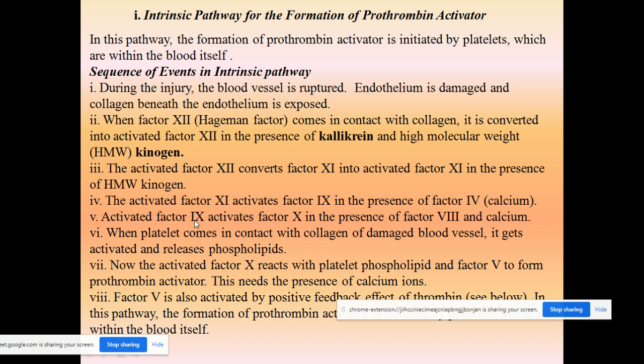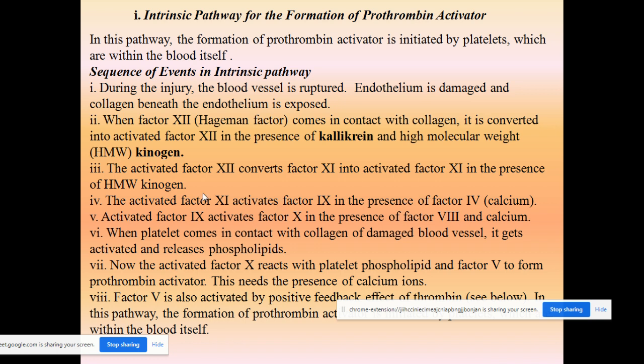Activated factor 9 in turn will activate the factor 10 in the presence of factor 8 and calcium. So this we have seen in the previous picture. When a platelet comes in contact with the collagen of the damaged blood vessel, it gets activated and releases phospholipids. We have seen that these phospholipids are also involved in the formation of prothrombin activator.